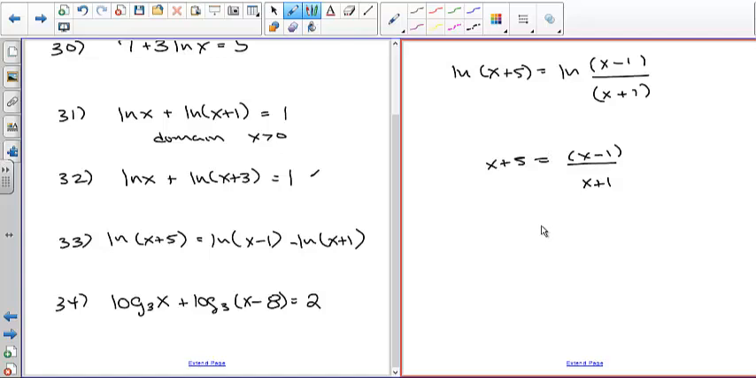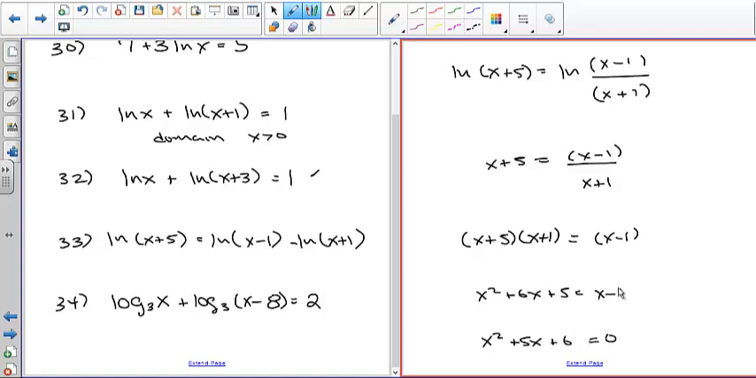So then you multiply both sides by x plus 1. So we use FOIL, so you get x squared plus 6x plus 5 is equal to x minus 1. Move those to the other side and combine them, so you'll have 6x minus x, that's plus 5x, and 5 plus 1 is 6. So you get that.